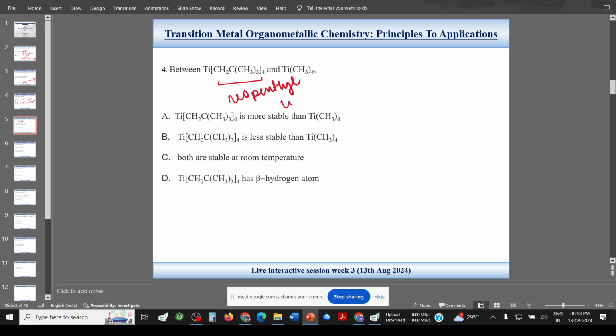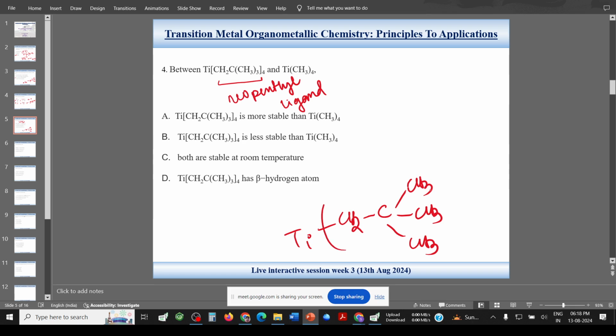Neopentyl ligand. So it has the structure CH2C(CH3)3. This is attached to the titanium, and we have a total of 4 ligands, whereas titanium tetramethyl has only CH3, 4.